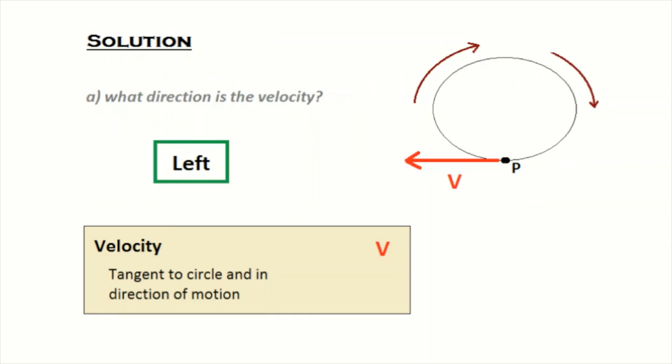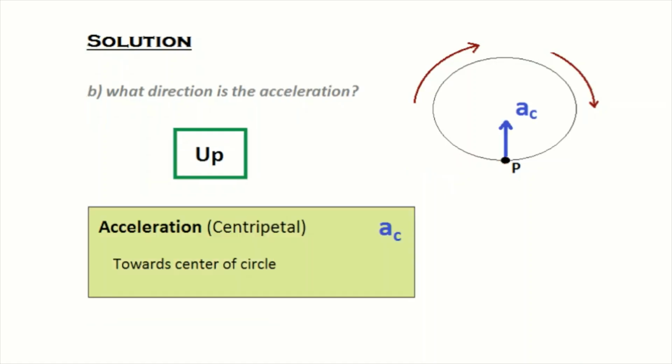We'll start with velocity. We know that it's tangent to the circle and in the direction of motion, so at position P, this would point straight to the left. For acceleration, we know that points to the center of the circle. Position P is at the bottom of the circle, so acceleration would point vertically upwards towards center.